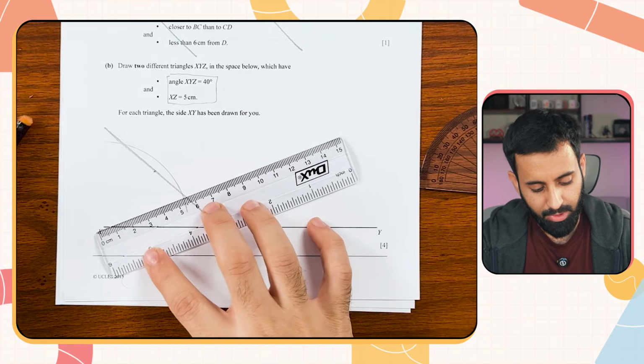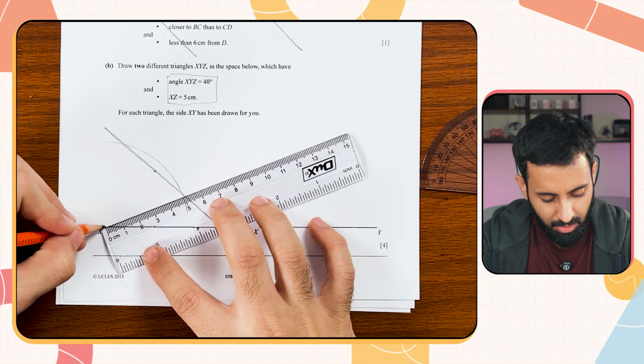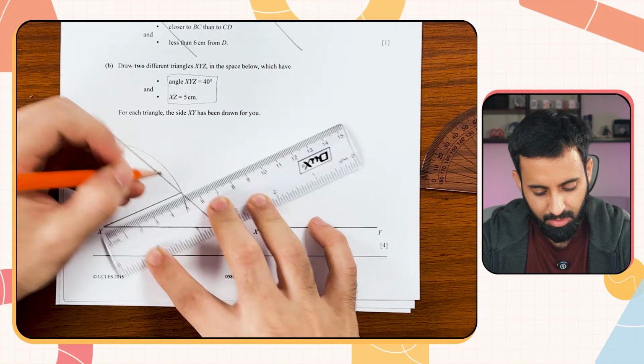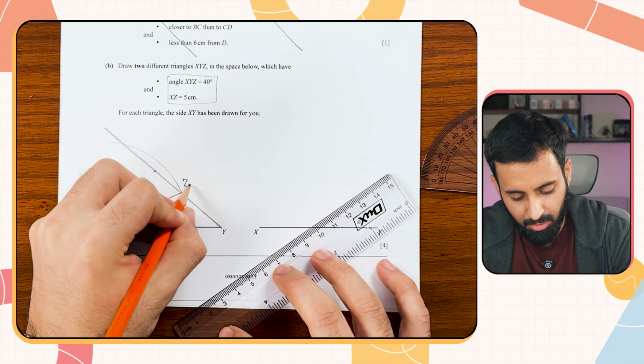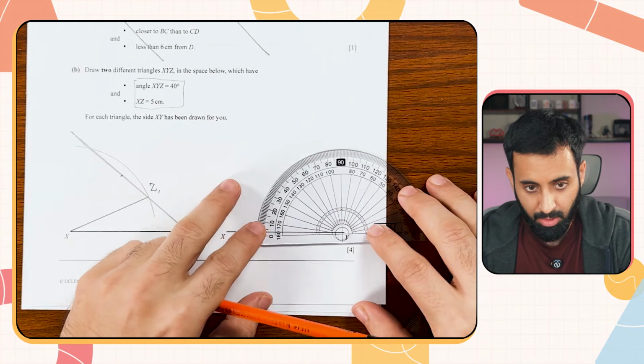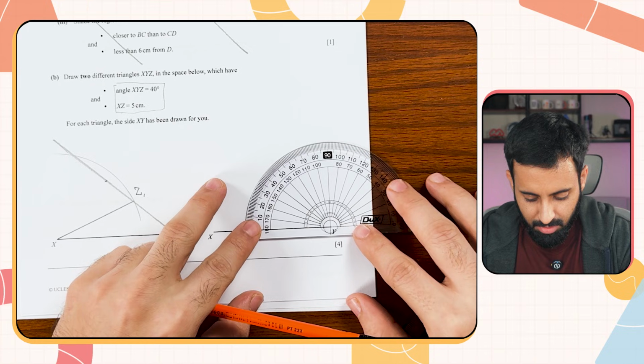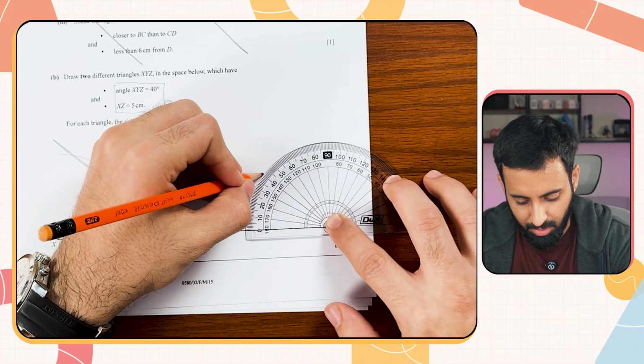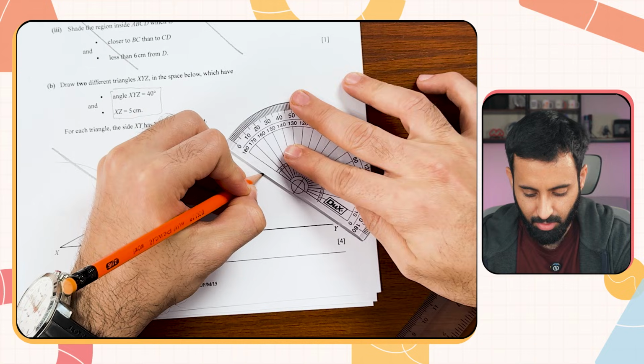So we are first going to consider this point and we're going to complete a triangle. Let's call this Z1. And for this question, we're going to do the exact same thing. We're going to measure 40 degrees starting from the line XY. Here it is. We're going to make a line of a random length.